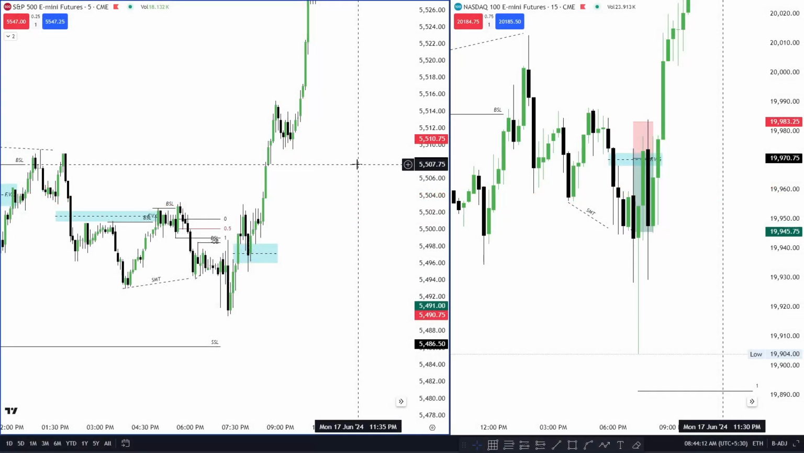Welcome everyone. Today I'm going to show you fair value gaps and breakaway gaps, when they form and how we can trade with them. So let's hop into a PDF.